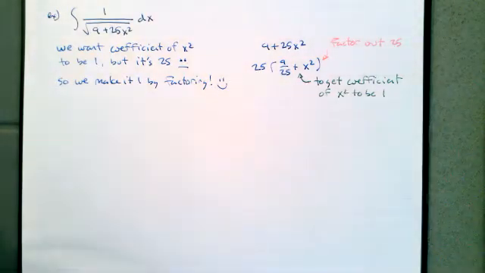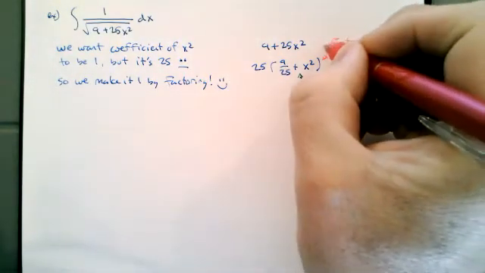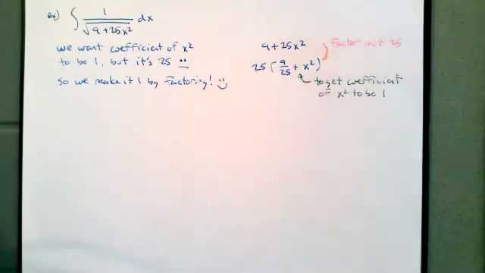We factor out the 25 to get the coefficient of x squared to be a 1, which is what we want. Because what we need it to look like is a squared plus x squared, not a squared plus something times x squared. So that was a little bit of algebraic chicanery that I wanted to introduce to you.